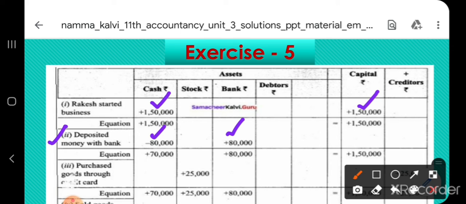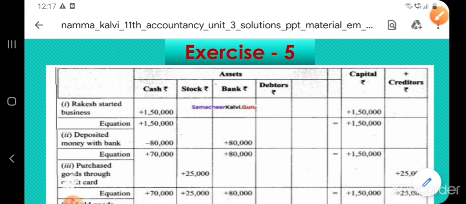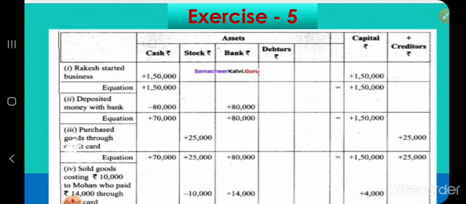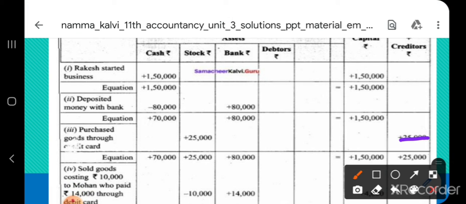Purchase goods through credit card. When you purchase goods, goods are coming in. Stock is coming in. So under stock, you will write plus 25,000 and the payment is made through credit card. That means you have to show in bank. Okay. 25,000. Here one small mistake is there. Make a correction. This 25,000, the creditors is not created because the payment is immediately made through bank. So you will write here plus 25,000.